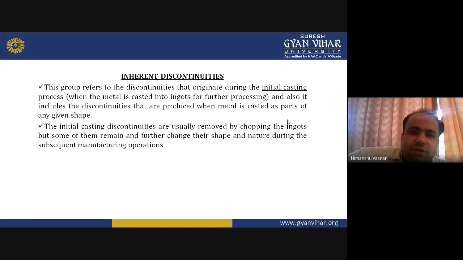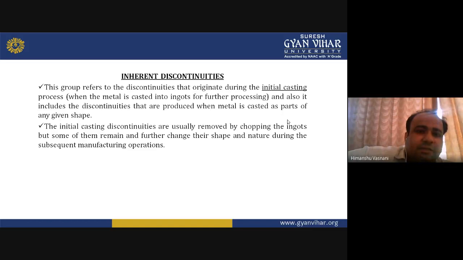This group refers to the discontinuities that originate during the initial casting process, when the metal is cast into ingots for further processing. And it also includes the discontinuities that are produced when metal is cast as parts of any given sheet. Understood?